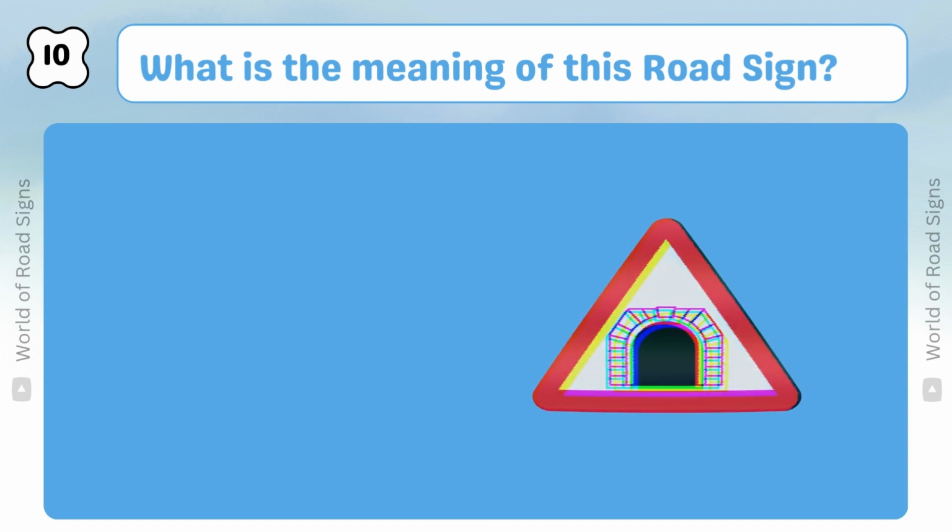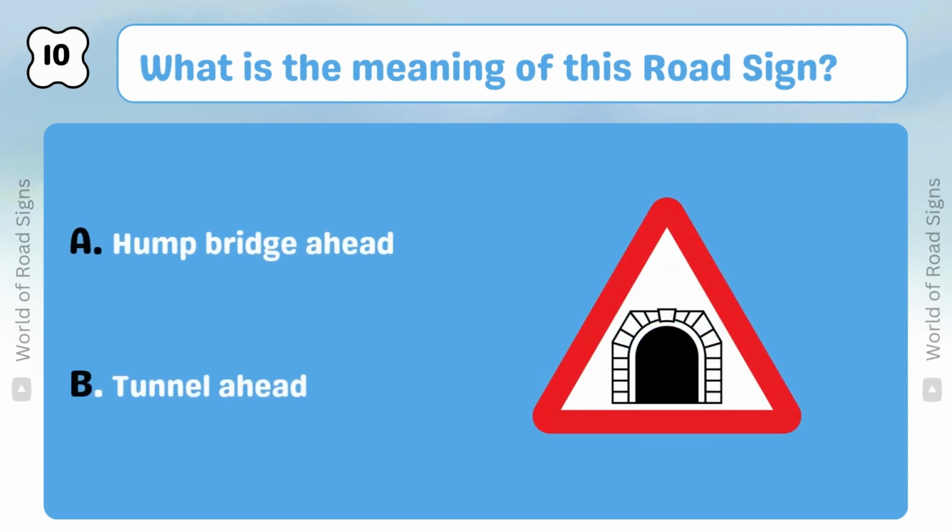Question 10. Can you tell what this sign means? A. Hump bridge ahead. B. Tunnel ahead. Option B is correct. Tunnel ahead.